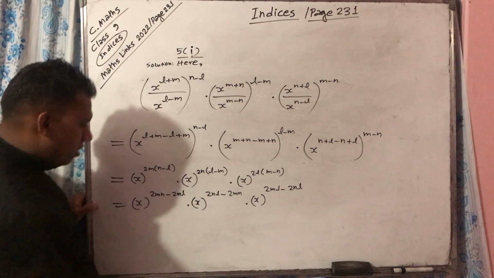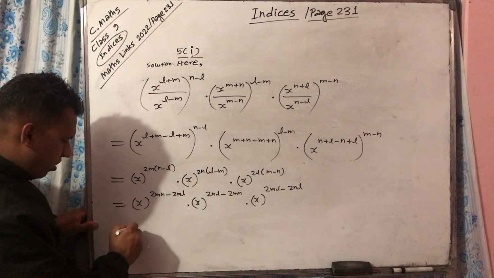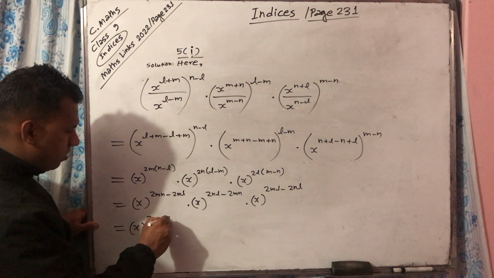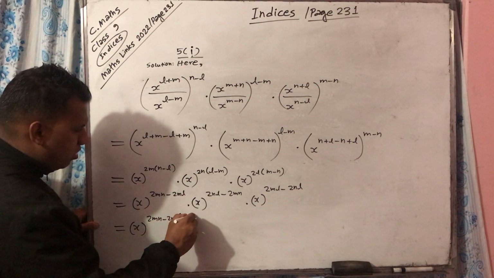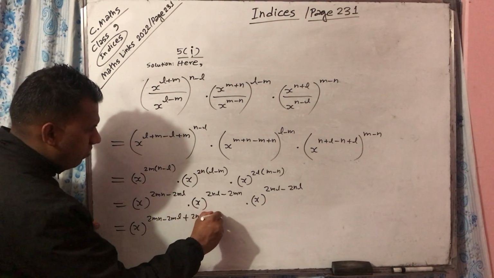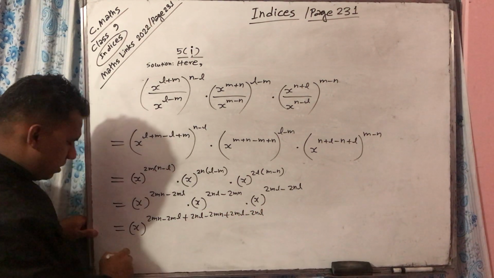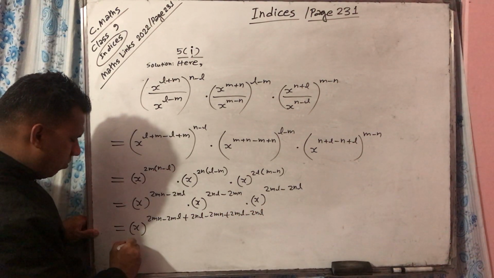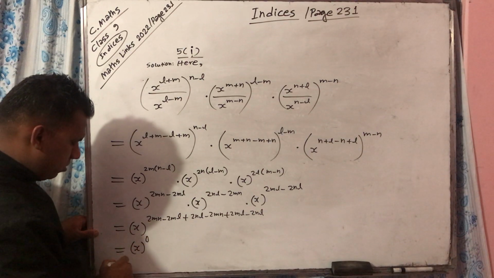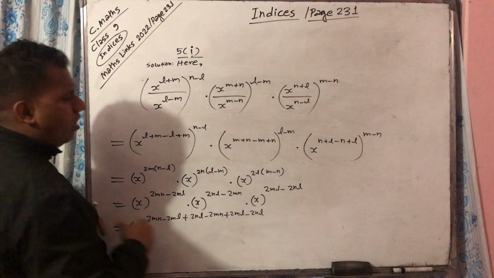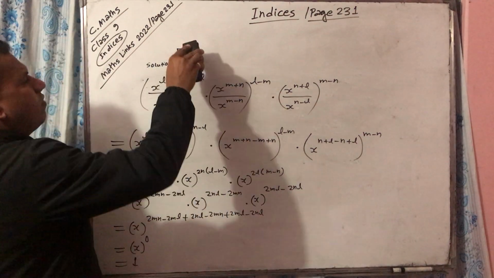Since bases are same, power can be added together. 2mn minus 2ml plus 2nl minus 2mn plus 2ml minus 2nl. Since sum of all powers becomes 0, so answer is 1. Now students, we go to next question, 5J.